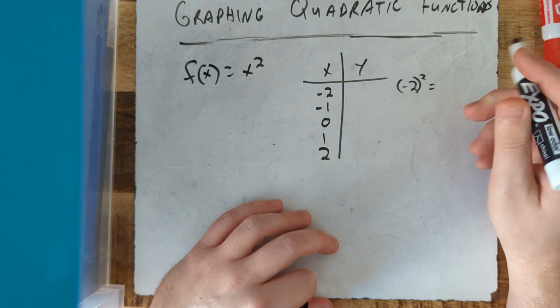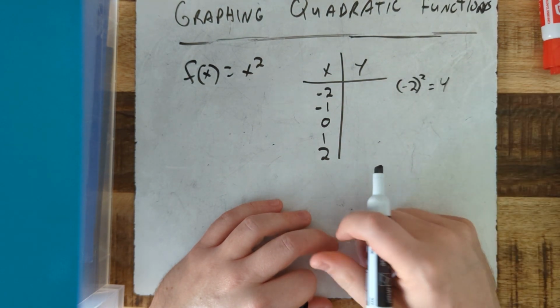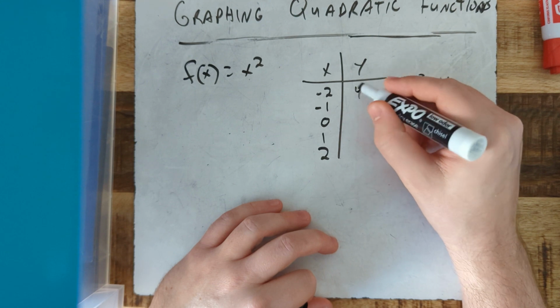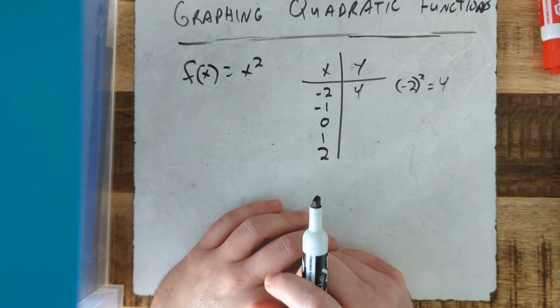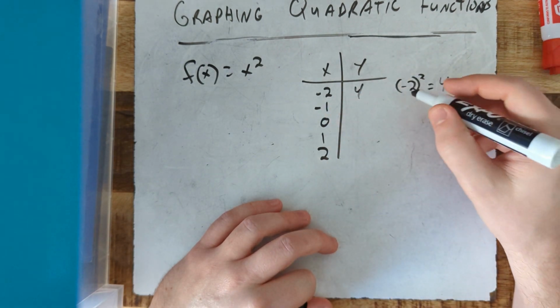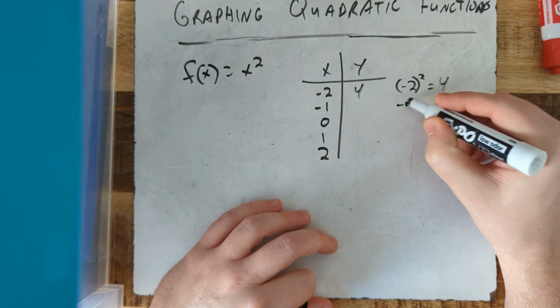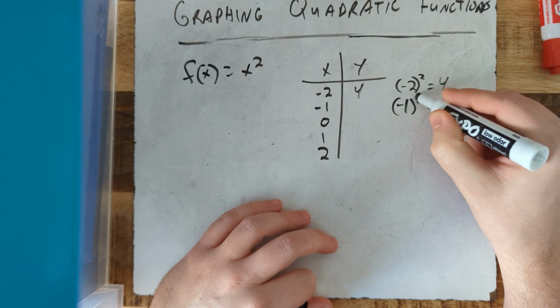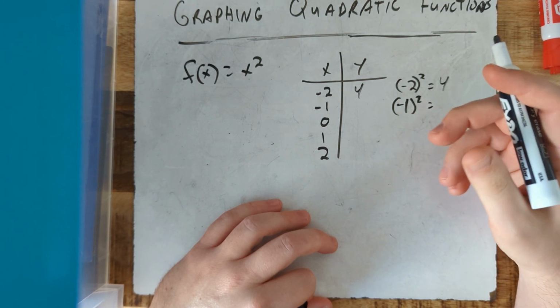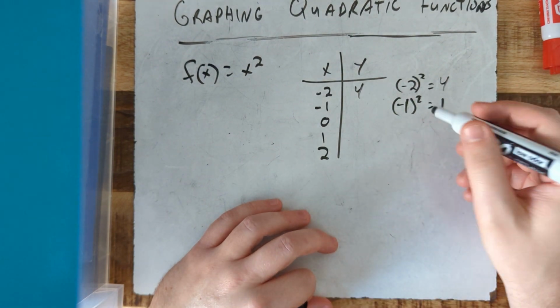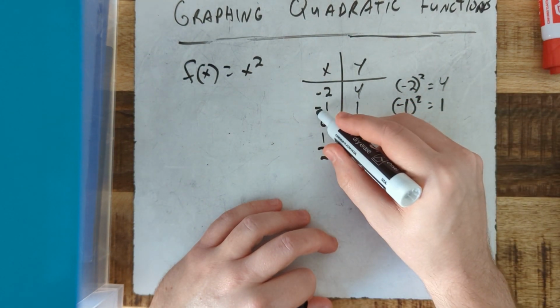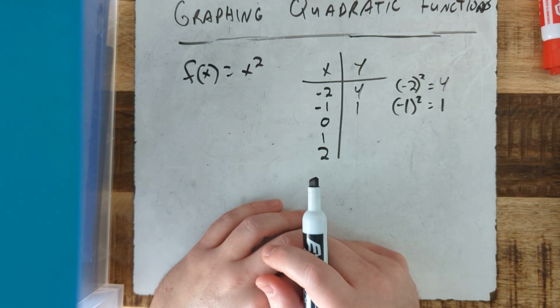So -2 squared, -2 times -2 is a +4. So that means if our x is -2, our y is +4. And we can graph that on our graph in a second. Next one, -1. Do the same thing, -1 squared. Okay, -1 times -1. Remember, negative times negative gets us a positive, and 1 times 1 is 1. So if x is -1, our y is +1.